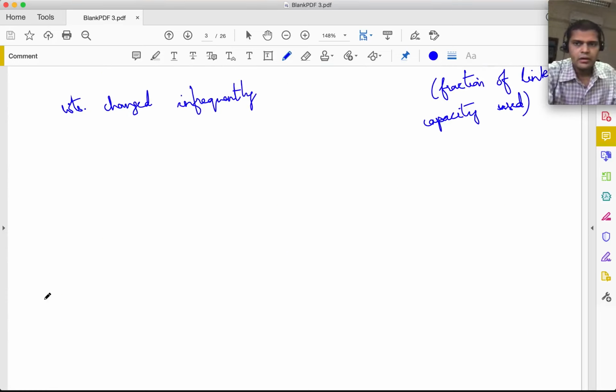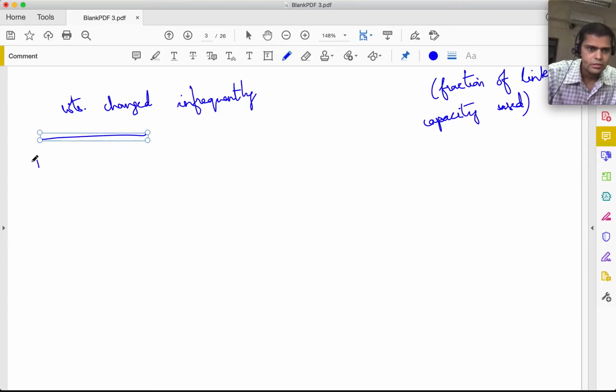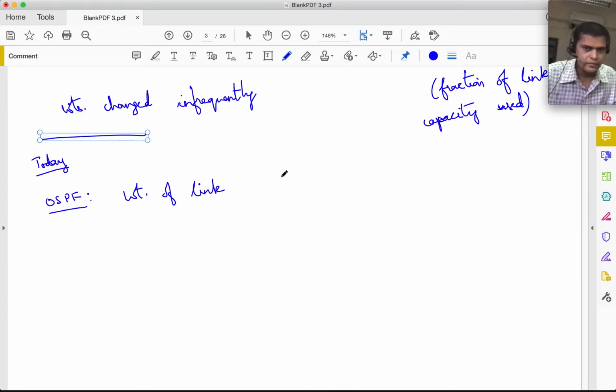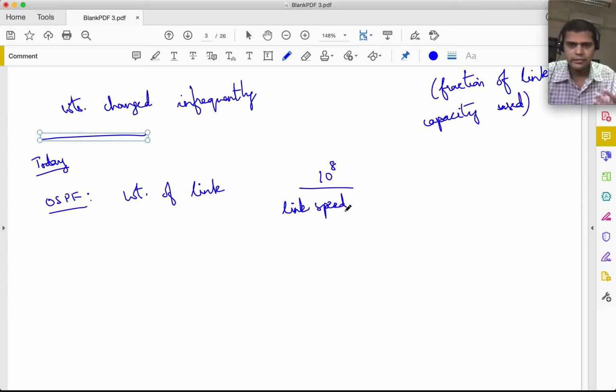So what about today? How do engineers actually set these link weights? So some protocols by default have particular weights. So OSPF, Open Shortest Path First, which is a link state routing protocol, gives these weights. So the weight of the link is given by 10 to the power of 8 divided by the link speed. So the link speed is just the link capacity, the maximum data rate at which you can send on a particular link. This is measured in bits per second.